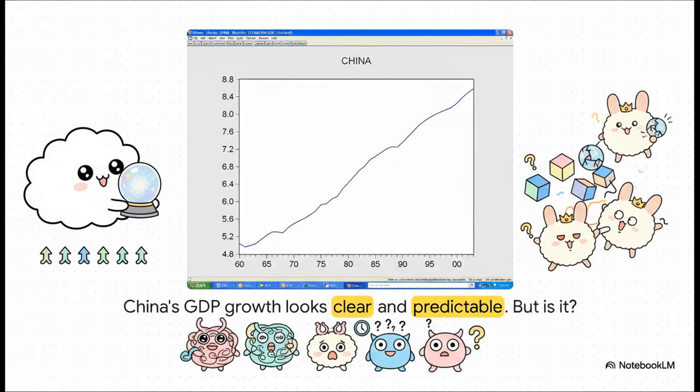So, take a look at this chart of China's GDP. On the surface, it seems to tell a really simple story, right? Strong, consistent growth. It looks like a nice, smooth path you could pretty much predict into the future. But what if I told you that this upward trend could be a complete illusion? That it's hiding a deep, underlying randomness that makes forecasting basically a fool's errand?